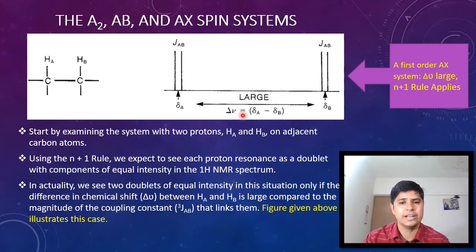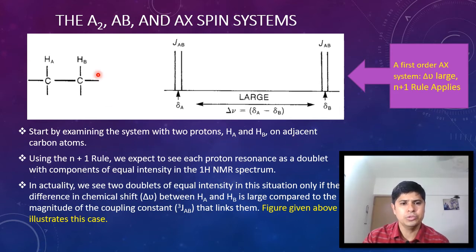Okay, so delta nu, suppose I am saying this delta nu is 10 hertz, and this 10 hertz difference is delta nu, then this JAB will be around only 2 hertz. So this delta nu by J is very large here. So see, start examining the system with two protons HA and HB on adjacent carbon atoms.